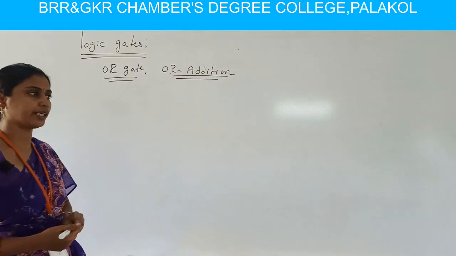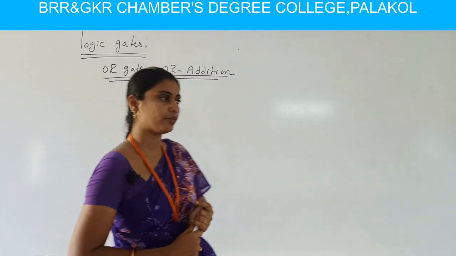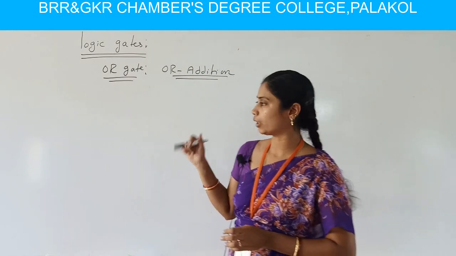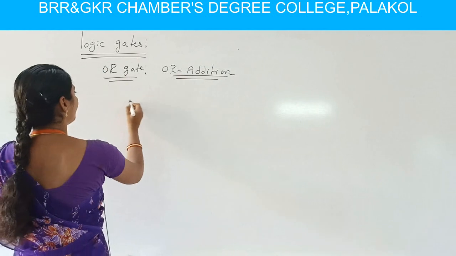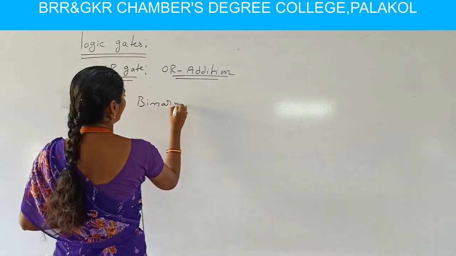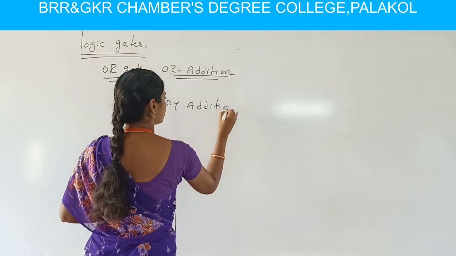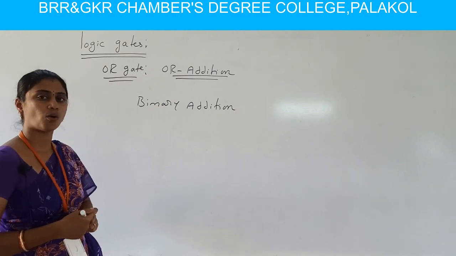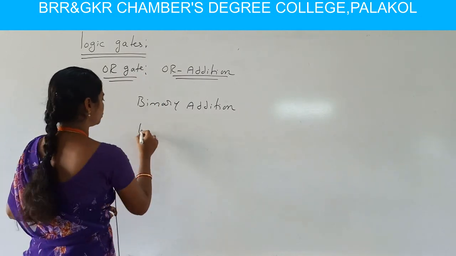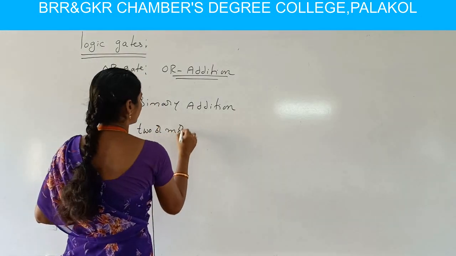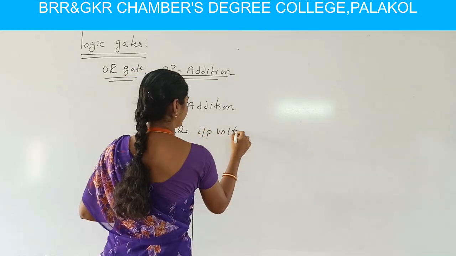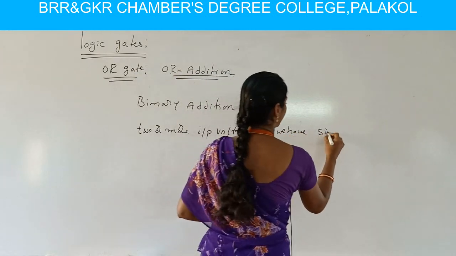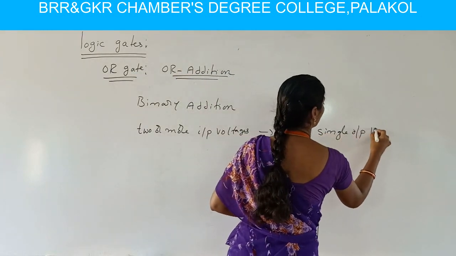So in this OR gate we have 2 or more variables as input, and the output is a single output. In OR gate we have binary addition. OR gate means we have 2 or more input voltages and only a single output voltage.